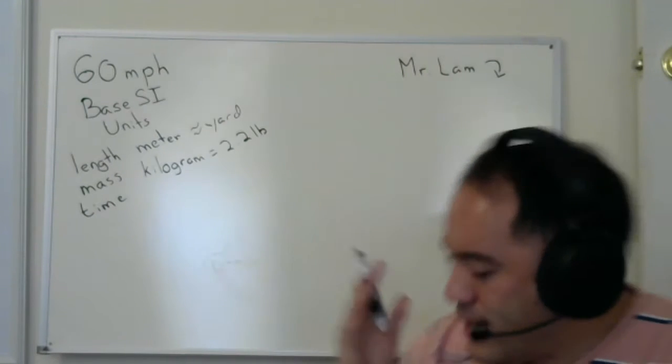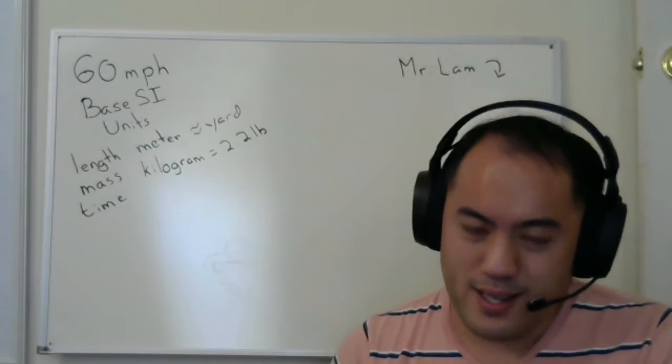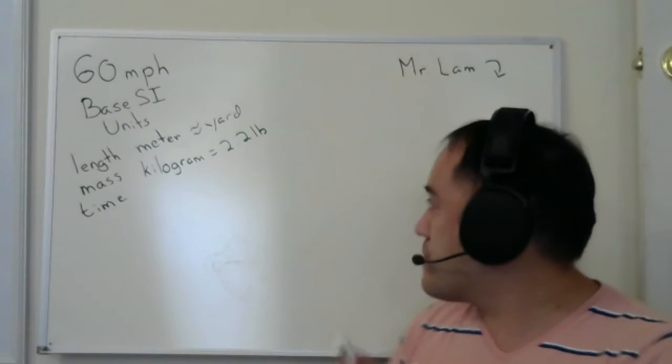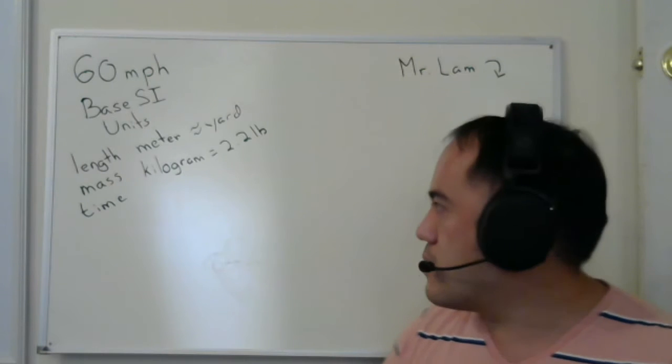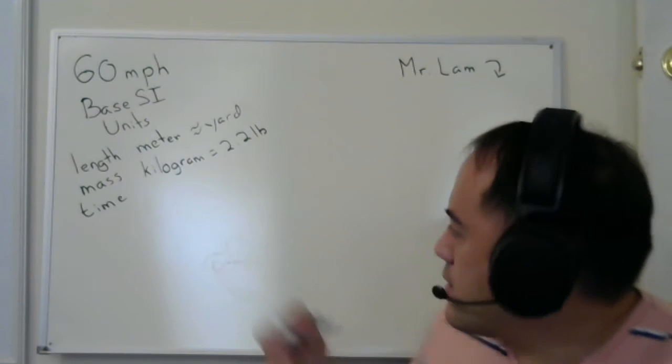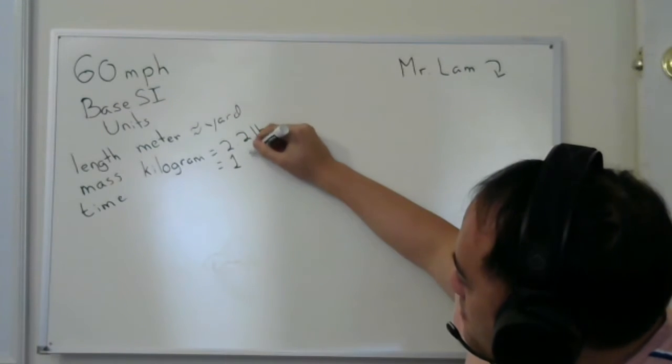Another thing, why is LB the symbol for pound? Like, come on, we gotta get on the right page. 2.2 pounds, if you know what that is, it's also the exact mass of 1 liter of water.